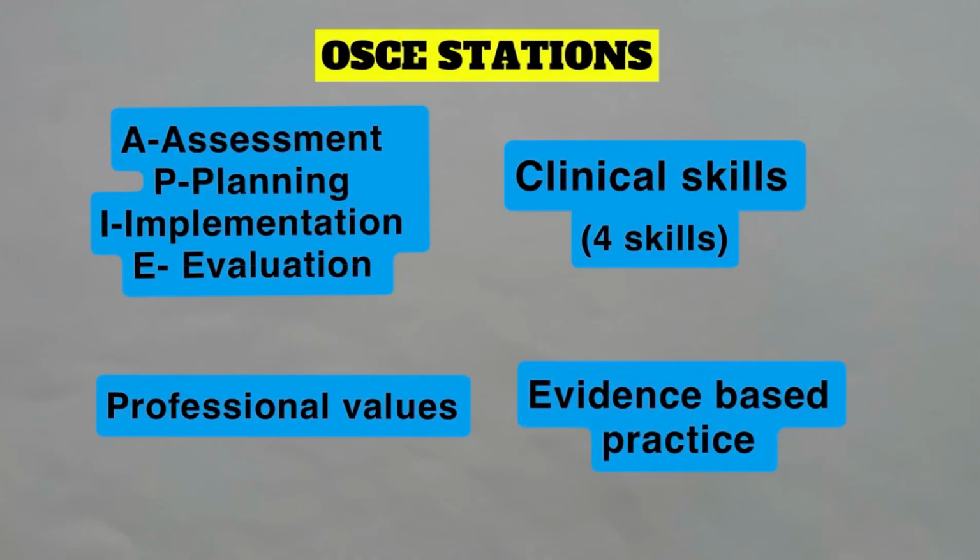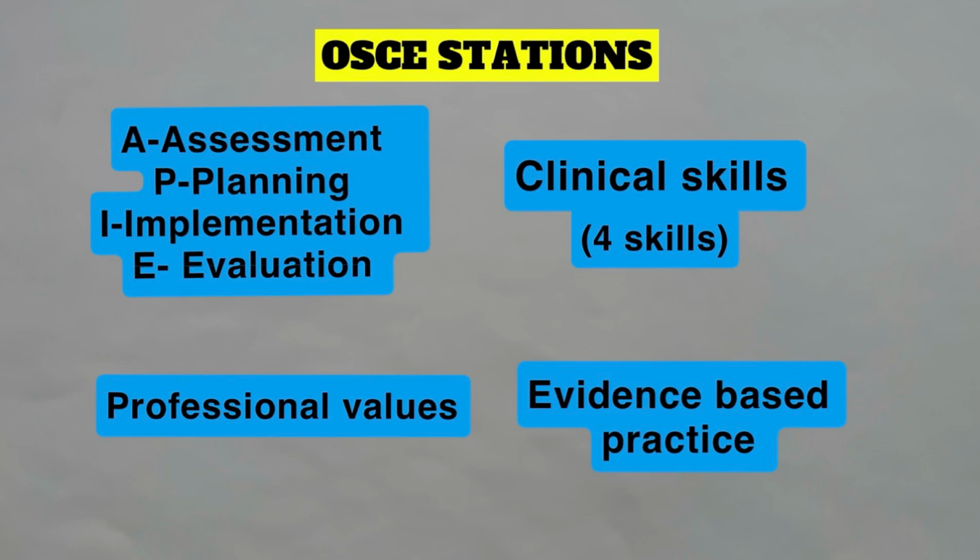First, there are 4 stations, APIE. APIE includes assessment, planning, implementation and evaluation. These 4 stations are connected to each other and there will be a single person's scenario. A person's scenario will be given to you on some disease condition, and on the same scenario you have to perform assessment, planning, implementation and evaluation, and there will be an actor on whom you have to perform these 4 stations. So yes, these 4 stations are connected to each other.